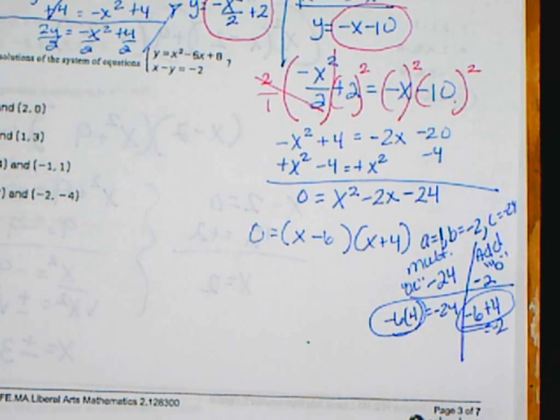Once I know my numbers, what do I divide and slide by? That's a, which is 1. So in this case, if I divide by 1, is that going to change anything? No. But remember, if a was any other number, I have to remember to divide and slide.